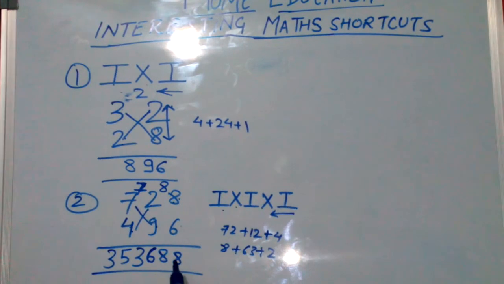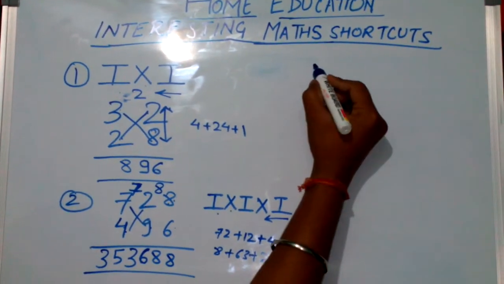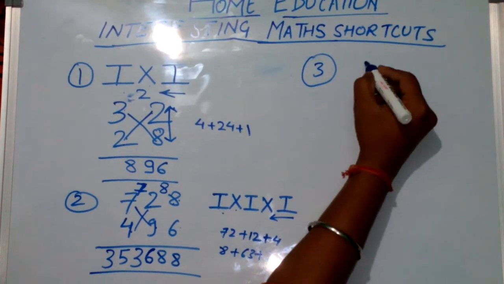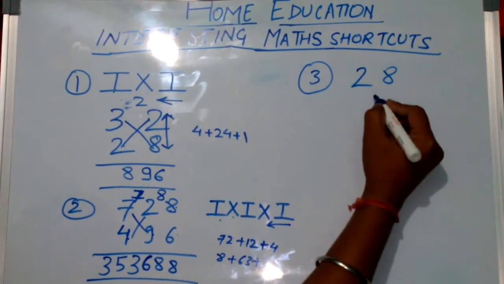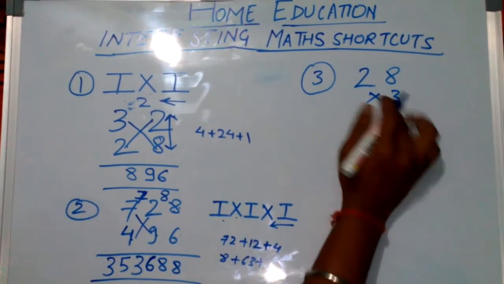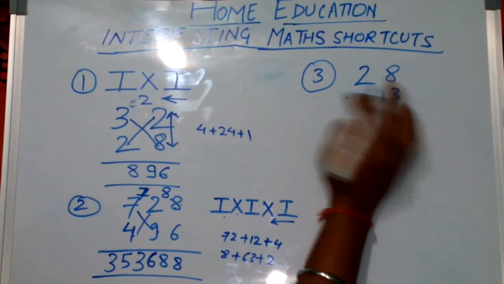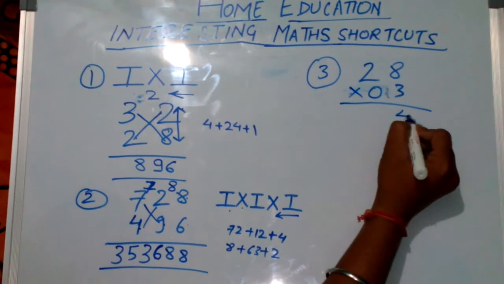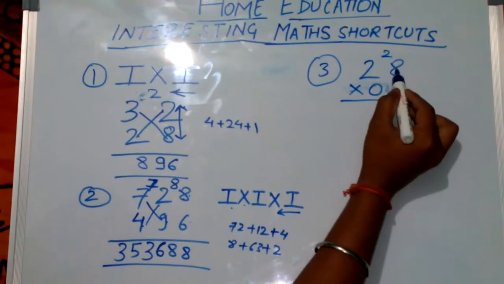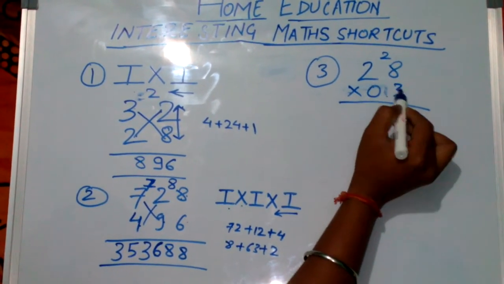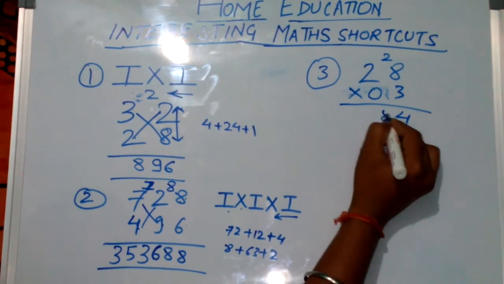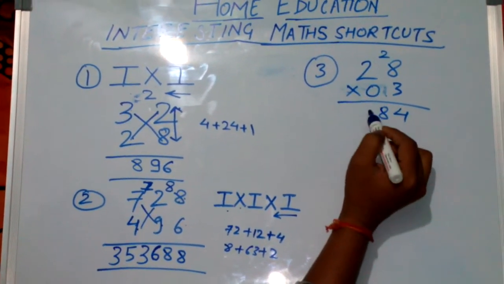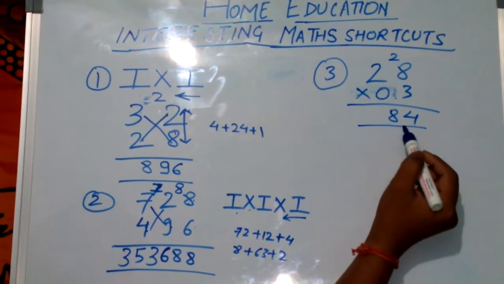You can do multiplication of much larger digit numbers; it is applicable for all digits. Like if you say 28 into 3, then let it be 28 into 03. 3 into 8 is 24, 4 and 2 carrying. 8 into 0 is 0 plus 3 into 2 is 6 plus 2, 8. Now again I: 2 into 0 is 0. Answer is 84.